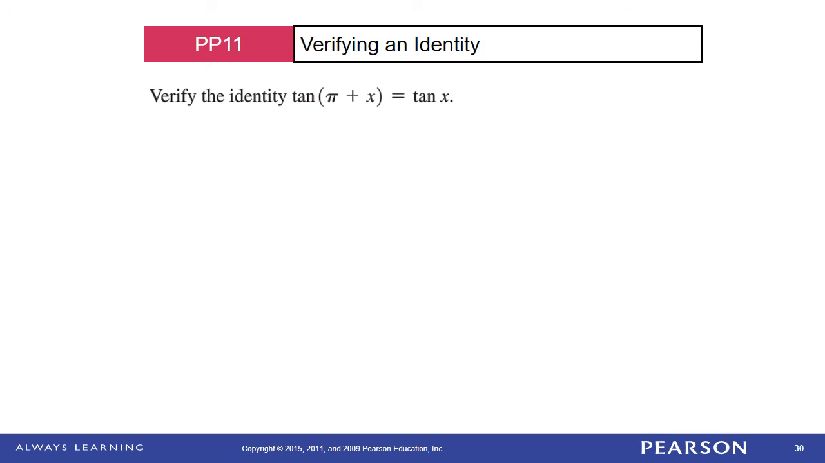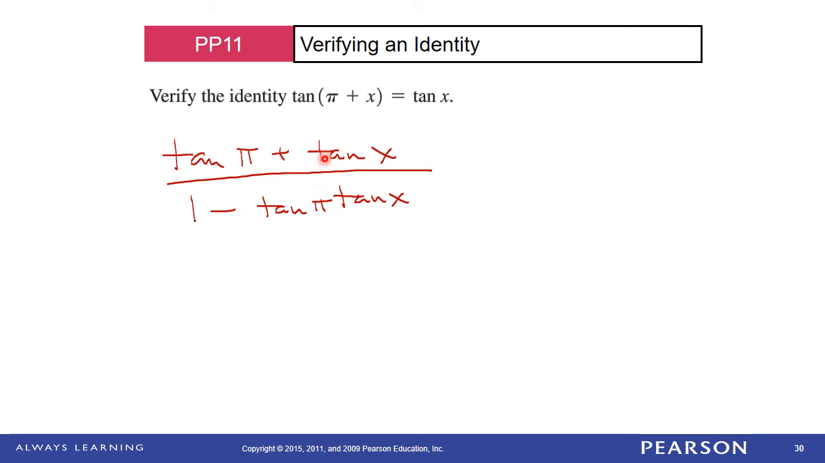All right, let's go for it. Starting off with the more complicated side first. Can you give me the sum formula for tangent? Plug it in. Pi is your first angle, x is your second angle. All right, you should have it like this here. So tangent of pi plus tangent of x, over 1 minus, the opposite sign, then you multiply them together.